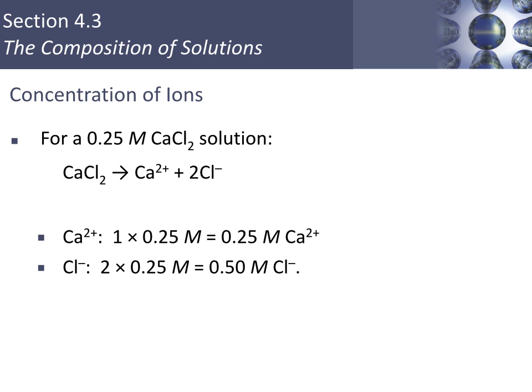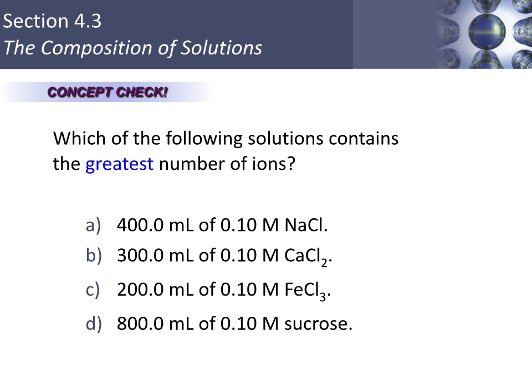So let's look at another example. If you were given the following problem, and it asked you, which of the following solutions contains the greatest number of ions, what would you say? So think about it, pause the video here. All right, if you said that solution B had the greatest number of ions, you would be correct.